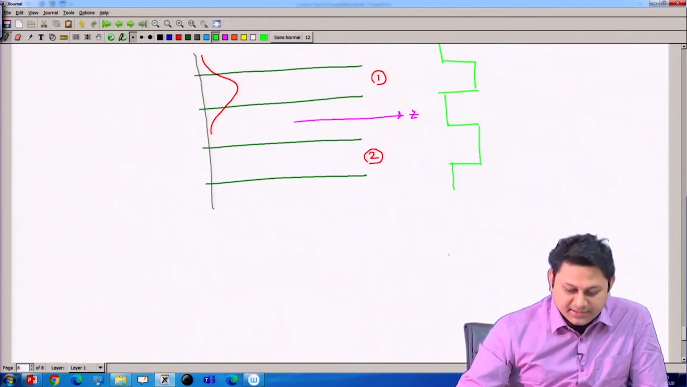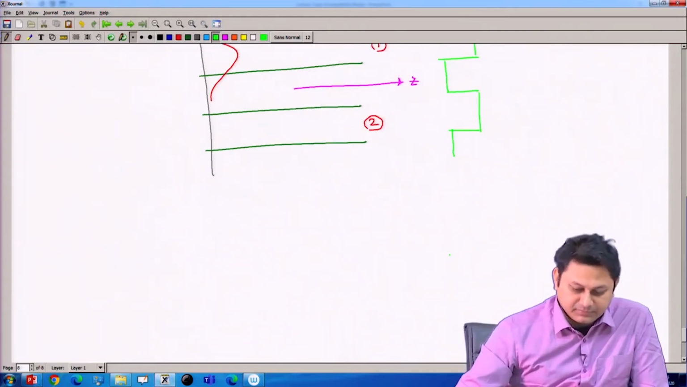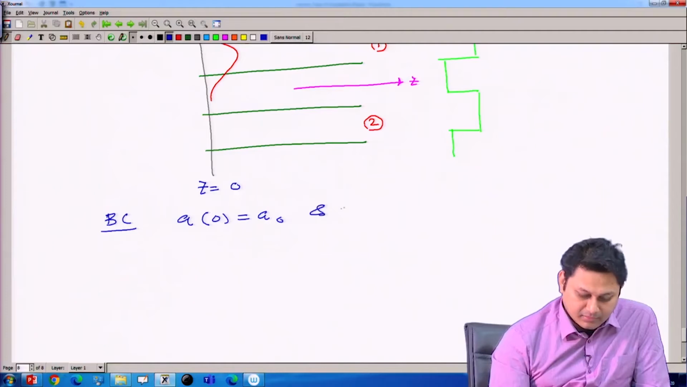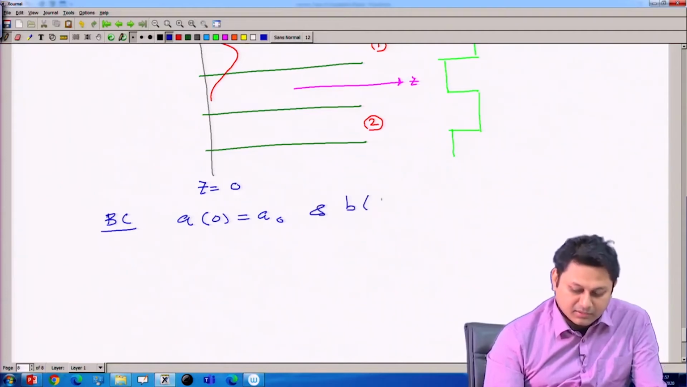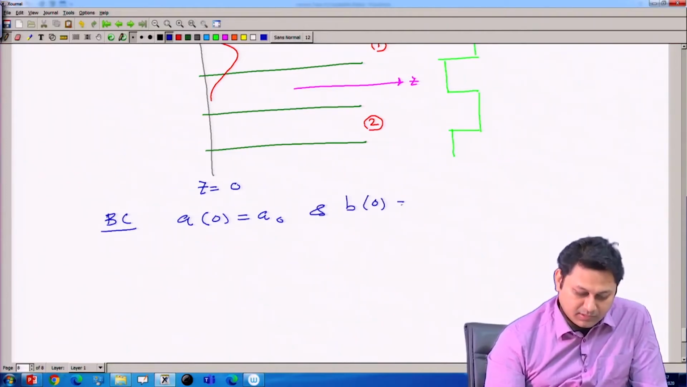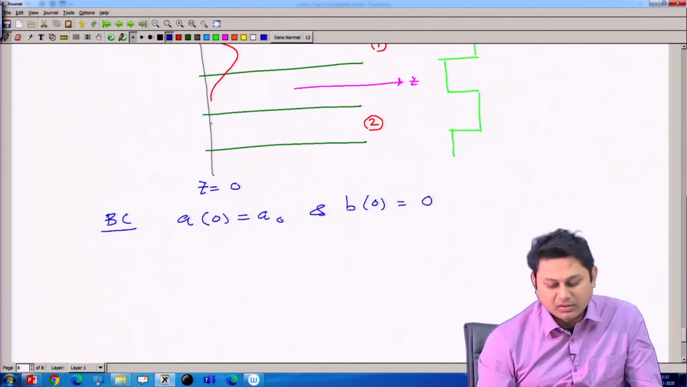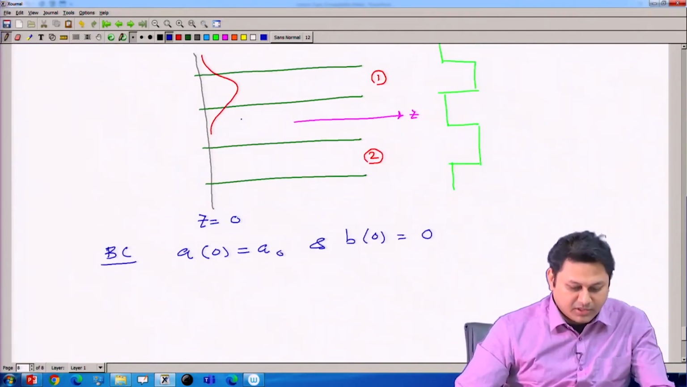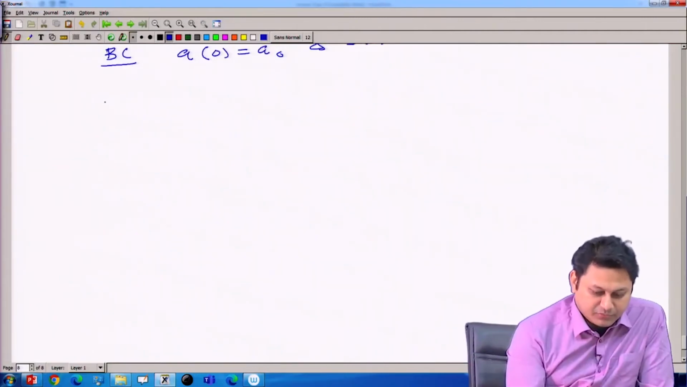So, the boundary conditions suggest that, at z equal to 0, A at 0 is some value A0, and B at z equal to 0 is simply 0, because there is no B at all at waveguide 2. So, with these two boundary conditions we can evaluate the constants. Let us try to find the constants.